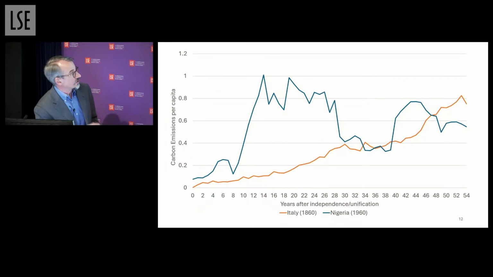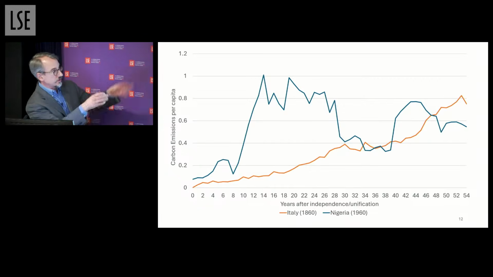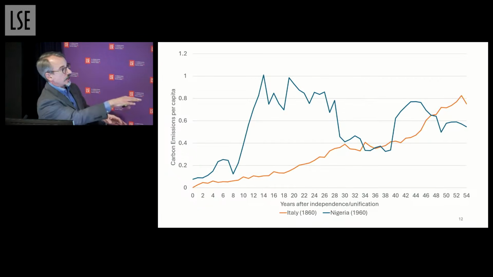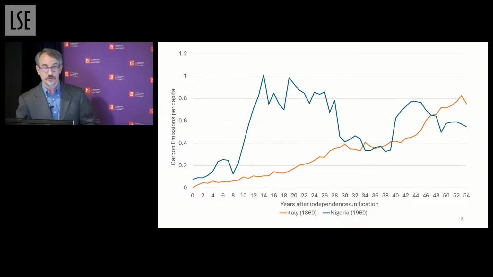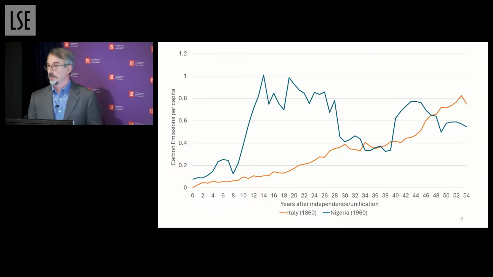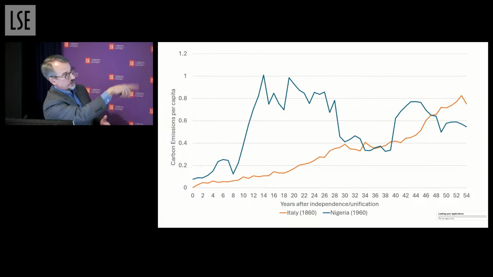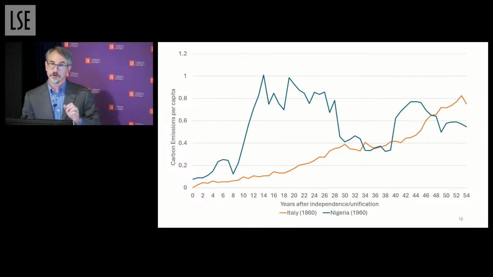And this is carbon emissions on the vertical axis. Italy is in orange, Nigeria is in blue. And you see here, of course, there are lots of ups and downs. Italy looks a bit more smooth, in part because it's historical data that has to be reconstructed. But you basically see that about 30, 40, 50 years after independence, they have about the same level of carbon emissions per capita, both going up. Again, we have this period where Nigeria goes up and then down, but generally increasing over time in similar ways.